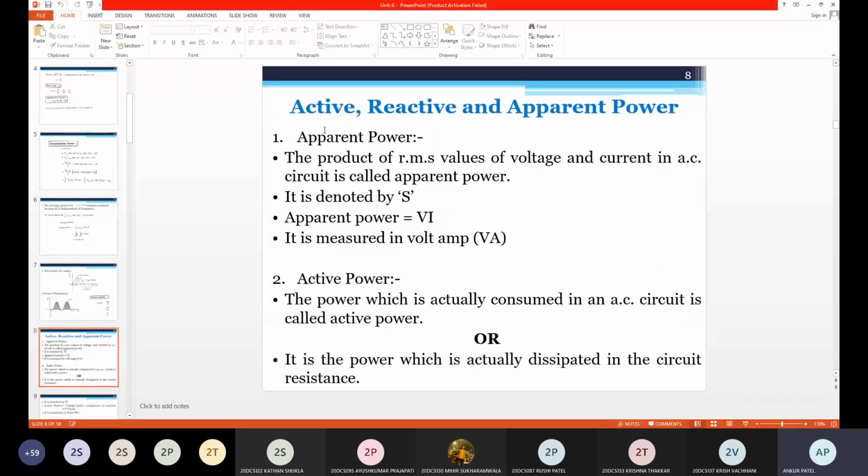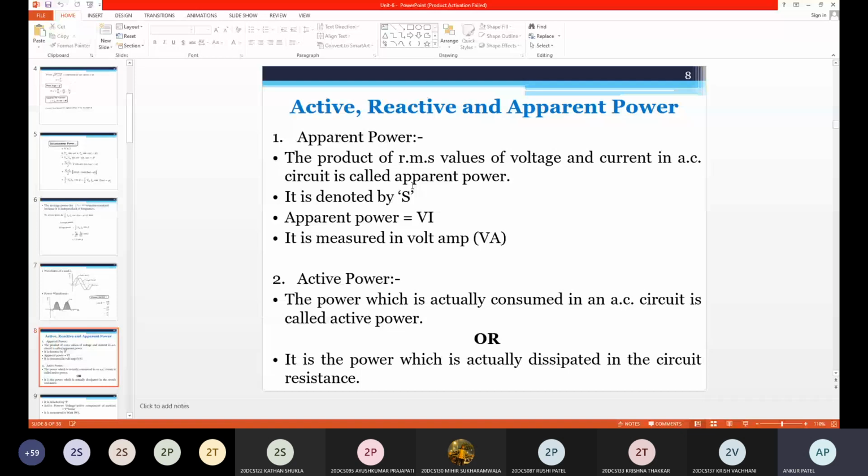So we have three powers in the circuit: apparent power, active power, and reactive power. Apparent power is the maximum power of the circuit. It is the product of the RMS value of voltage and current in an AC circuit, and it is called apparent power. It is denoted by S. So S is equal to V into I, and the unit is volt ampere.